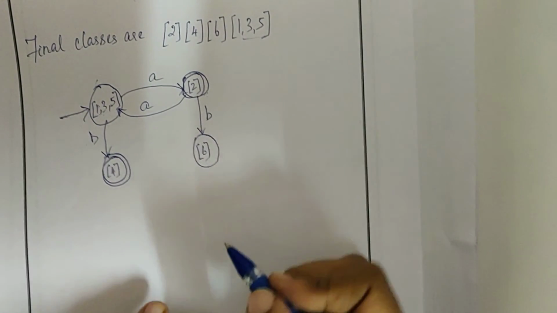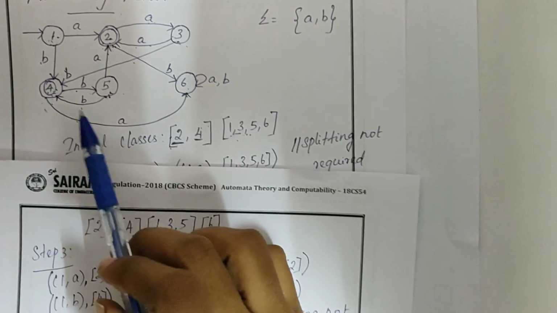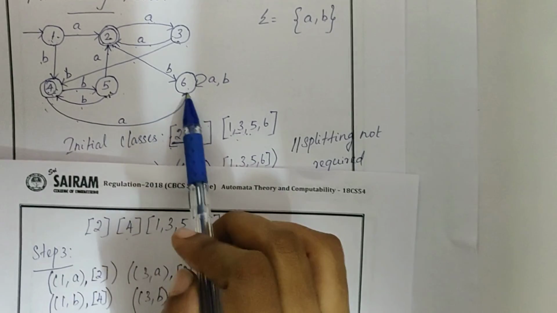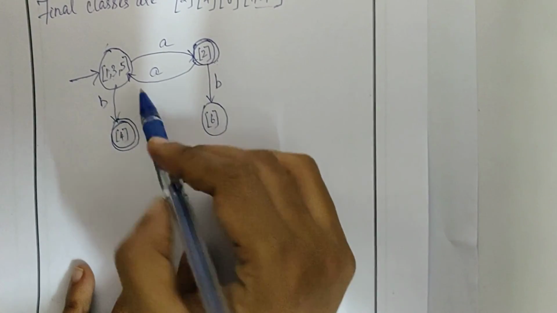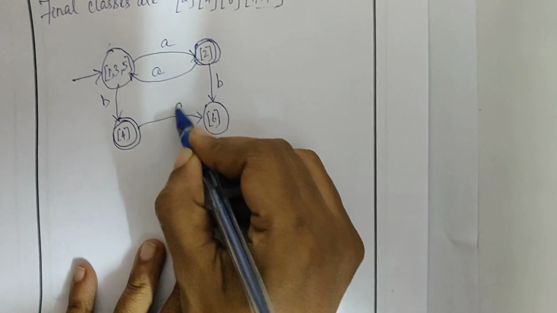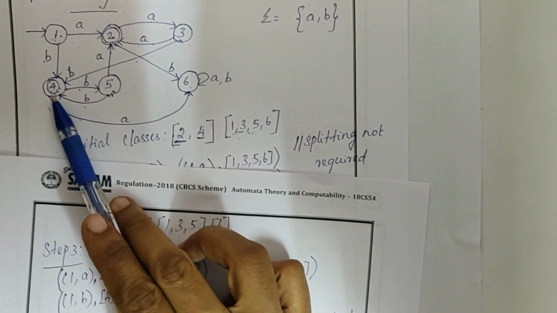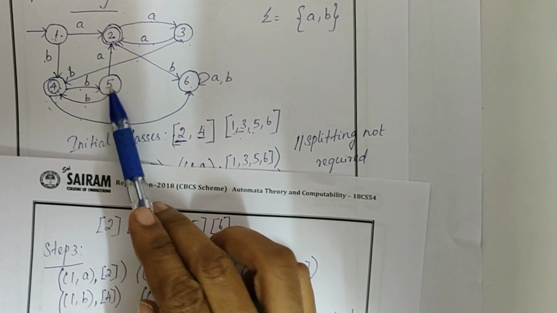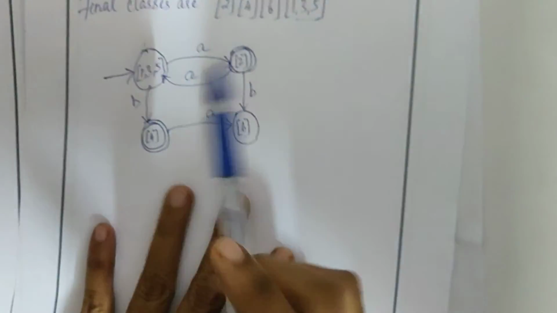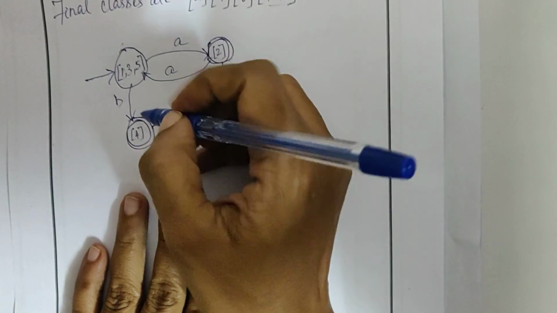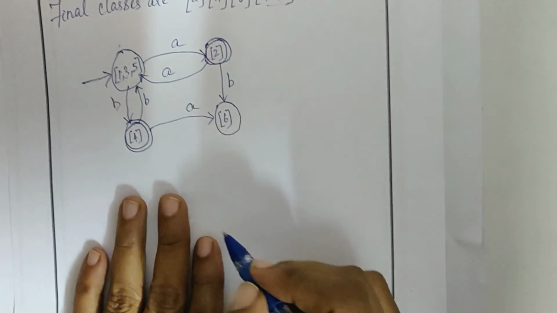Next I have to find 4 comma a and 4 comma b. 4 comma a, it is moving to 6. Next 4 comma b, it is moving to 5. Where do I have my 5 here? Right, so 4, when it takes b input, it is moving to 5. 5 belongs to this class.